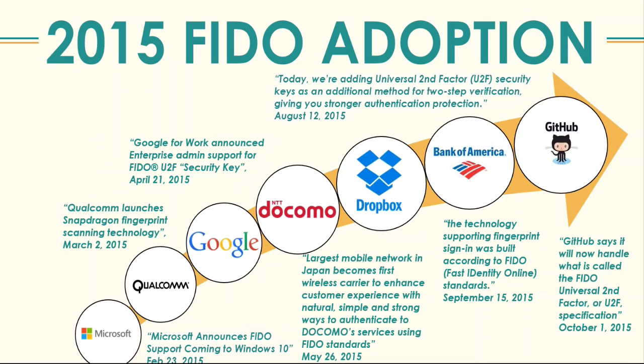You can see that things have accelerated. We have looked at 2015 as the year of adoption, and Microsoft announced some things around their Windows 10 that has since shipped. Google deepened their commitment, and we'll hear more about that from Julian with Google for Work. Docomo came online in Japan, and Dropbox, Bank of America, and GitHub have adopted FIDO 1.0 specs within the last two months. Next slide, please.